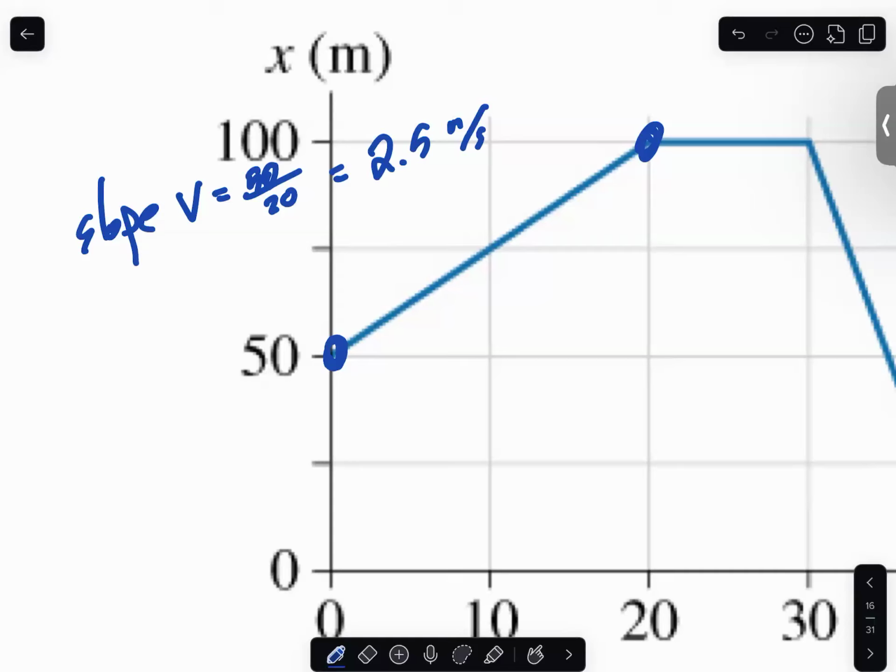Turn to your neighbor and tell them how to find slope real fast, then ask me a question. 1 minute.